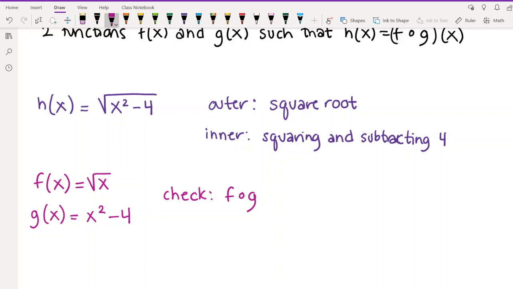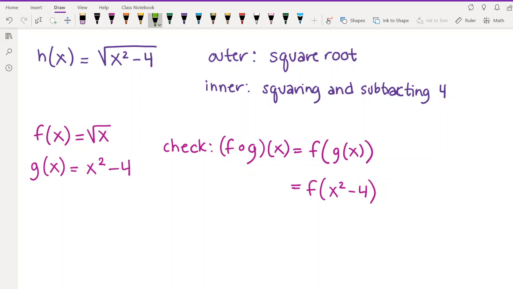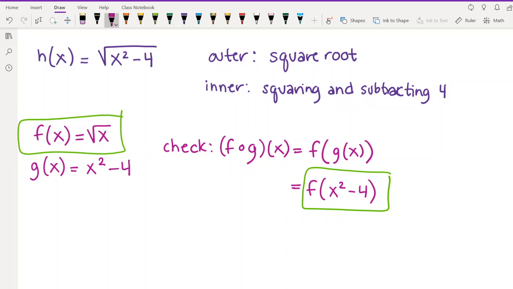So if we compose f with g of x, that would be f of g of x. That would mean that we're taking f of x squared minus 4. And so what does the function f do? Well, it's supposed to take the square root. And so now we're taking the square root of x squared minus 4. And that worked, right? That is what we were supposed to get. We found two functions that when we compose them together, we got the original function that we were trying to break down.